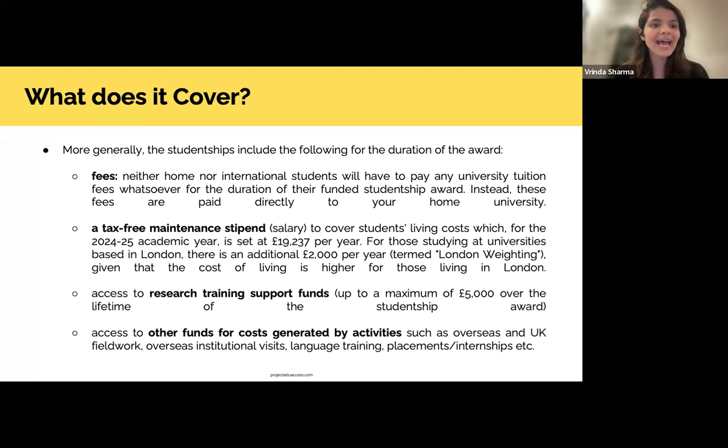Along with this, you also get a tax-free maintenance stipend, which is about £19,000 per annum currently. But if you're in London, you get an extra £2,000 per annum. Also, if you are under the iCase program, which I will explain later, which has a collaboration with an industrial partner, then you get an additional £2,500 on top per annum.